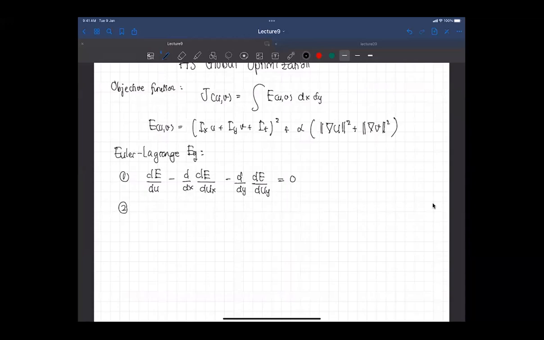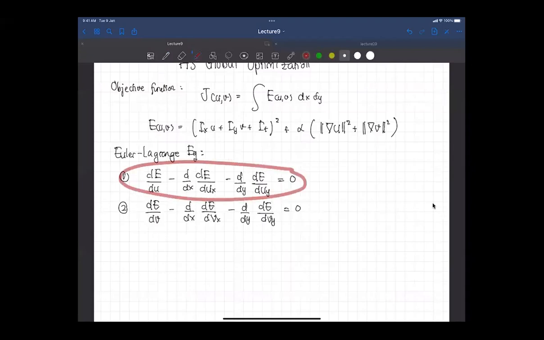Previously, we only had t, one dimension, but now we have two-dimensional space, u and v. The second equation is dE/dv minus d/dx dE/dvx minus d/dy dE/dvy equals 0. If you can solve one of these equations, you can solve the other quite easily. Okay, so let's focus on one of them.